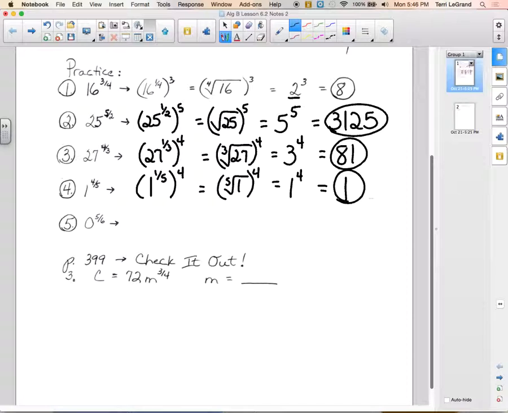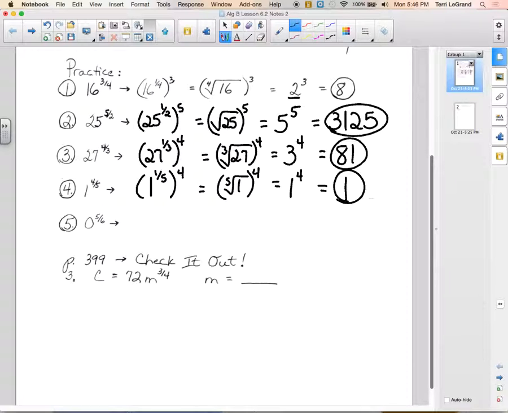So we did not end up with a number less than 1 like we thought might possibly happen. And hopefully you're starting to discover along the way here that no matter what power you take 1 to, you will always get 1, right?